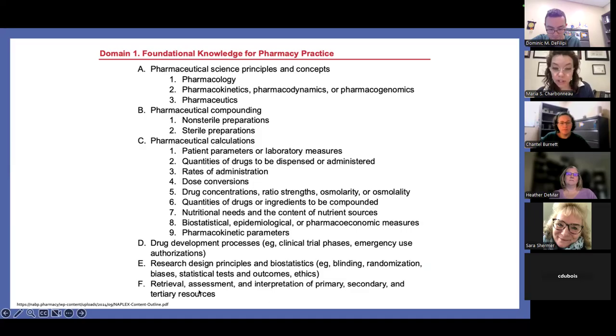And then, of course, talking about resources. The students on the NAPLEX will be pretty heavily tested on whether they are able to interpret the literature: primary, secondary, tertiary literature.